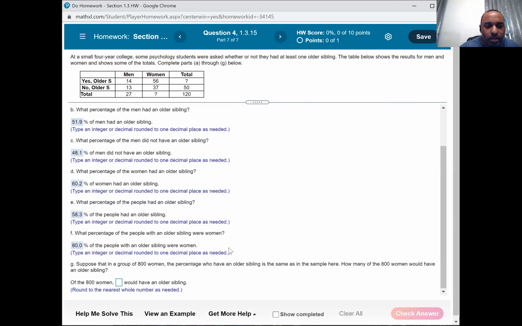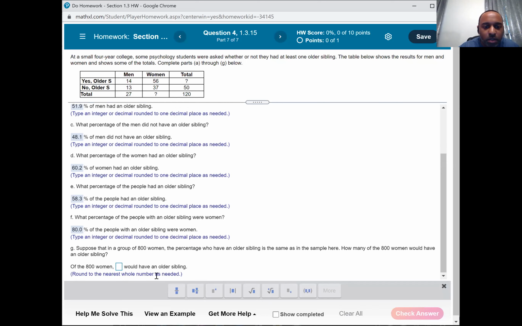All right. And then suppose that in a group of 100 women, the percentage who have older siblings is the same as in this sample. How many of 800 women would have an older sibling? So we would take that 800. Let me make sure I'm using the right percentage though. What percentage of people with an older sibling were? What percentage?